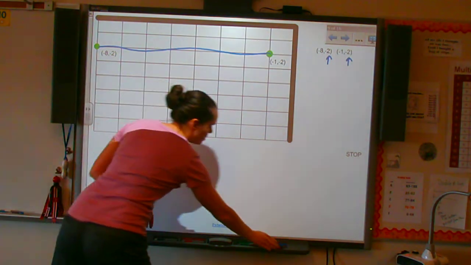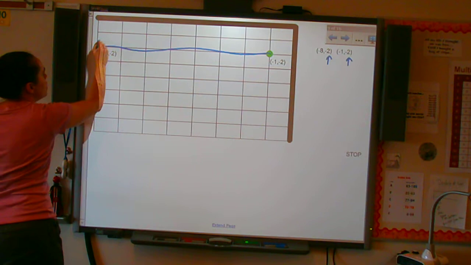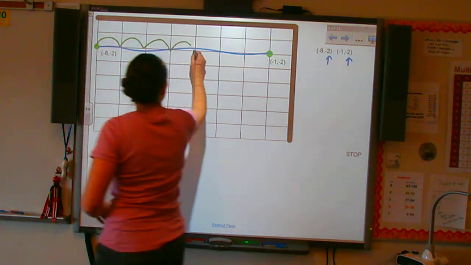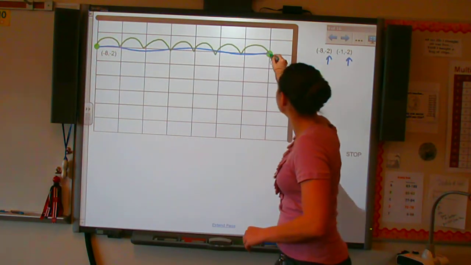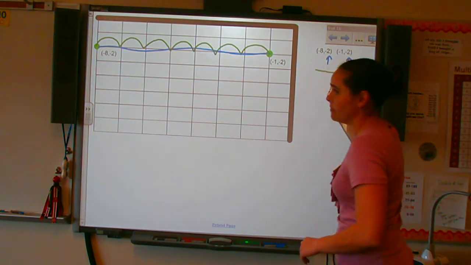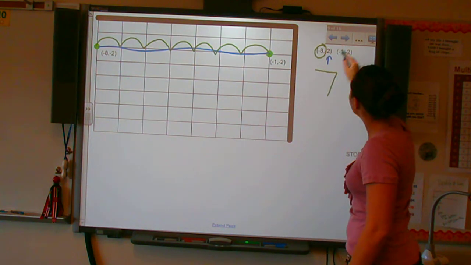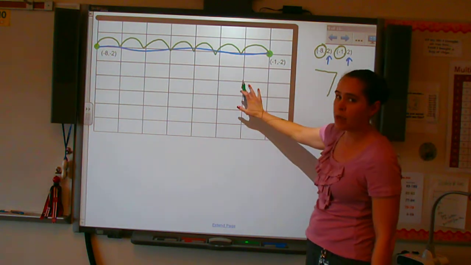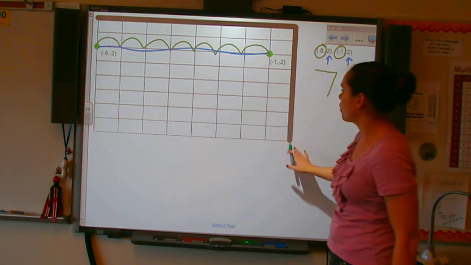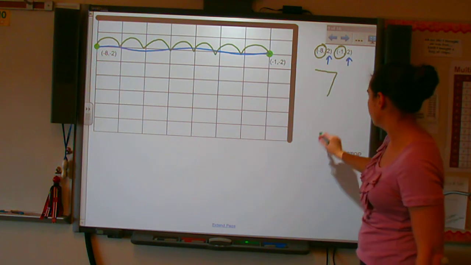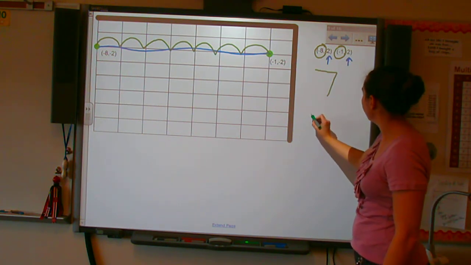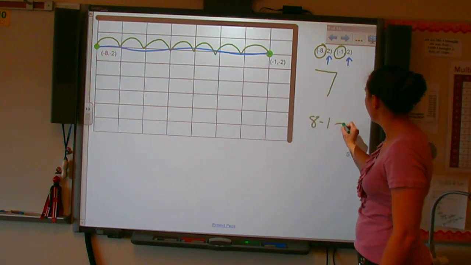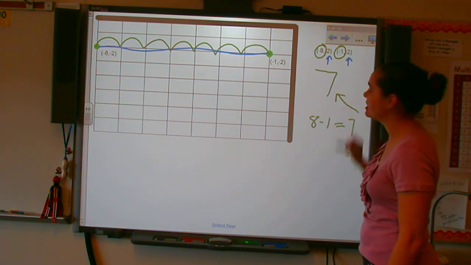Then we want to determine the distance between the 2 points: 1, 2, 3, 4, 5, 6, 7. The distance is 7. Notice, because my x values are both negative, that tells me they're in the same quadrant. They do not cross over a 0 axis, and so I can look at the difference between 8 and 1, and that gives me 7.